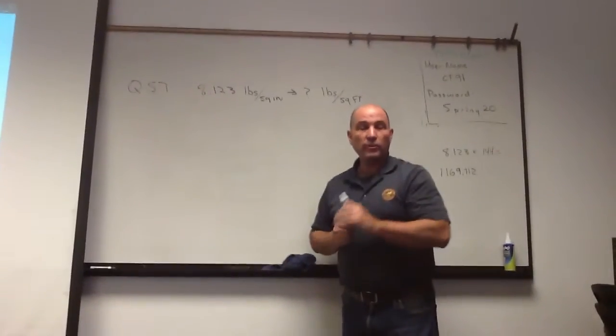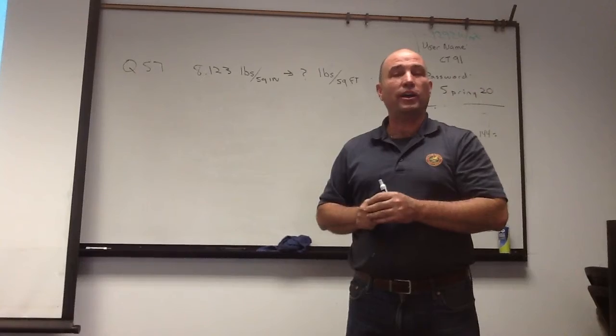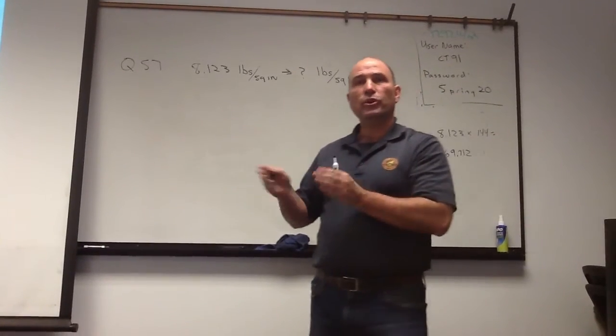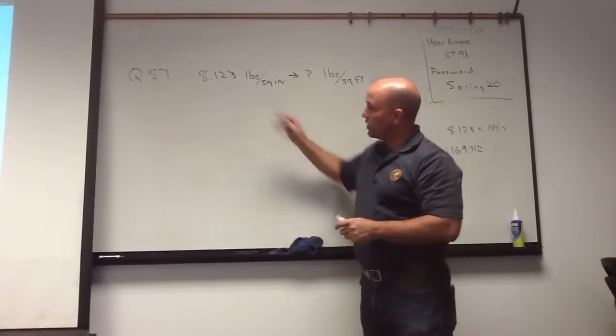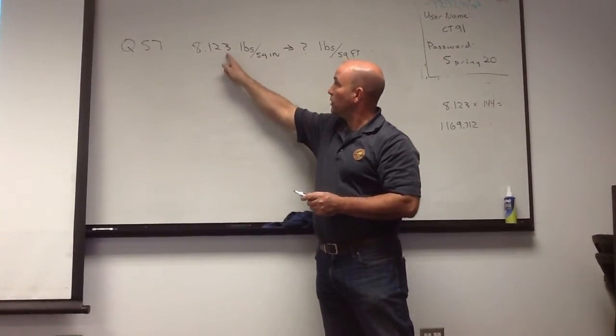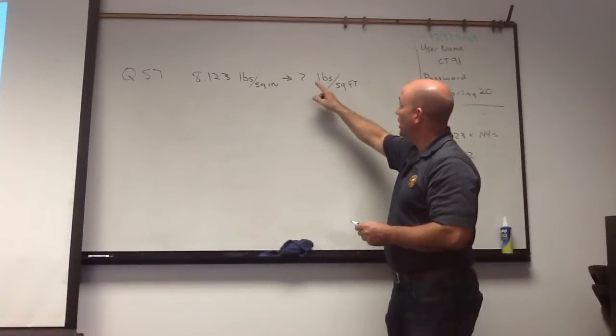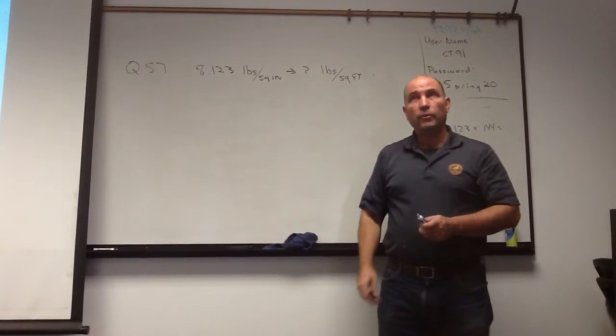Alright, so we're moving into an area where we're going to look at when there's more than one thing going on. And so far we've been doing ones where it's convert this to that, and that was it. So if we look at question 57, we're going from 8.123 pounds per square inch, and now we're going to convert it into pounds per square feet. And what does that mean?